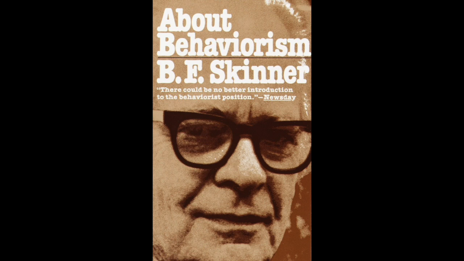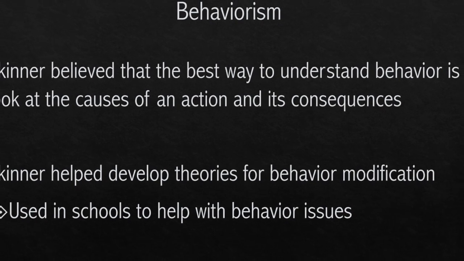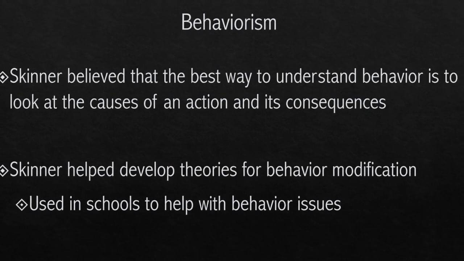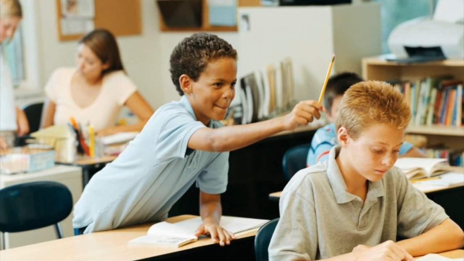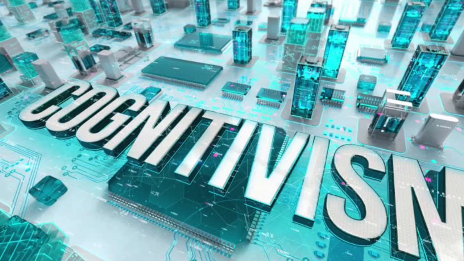Behaviorism was founded in 1913 by B.F. Skinner. Skinner founded the term operant conditioning. This means that behavior is determined by its consequences, which makes it more or less likely that the behavior will occur again. He also believed that the best way to understand behavior is to look at the causes of an action and its consequences. Skinner helped come up with ways that schools could use behavior modification, which is used in schools to this day to help with behavior issues.